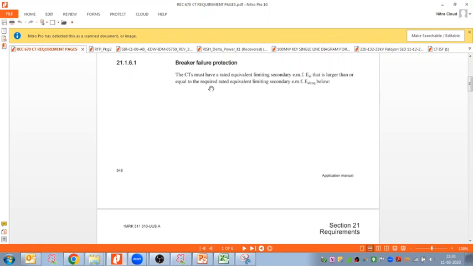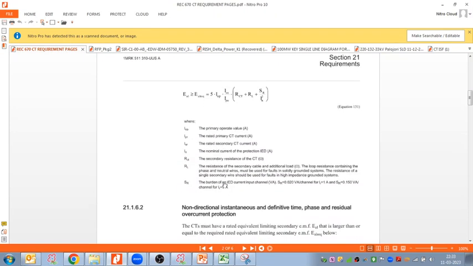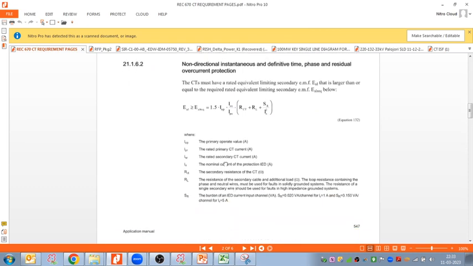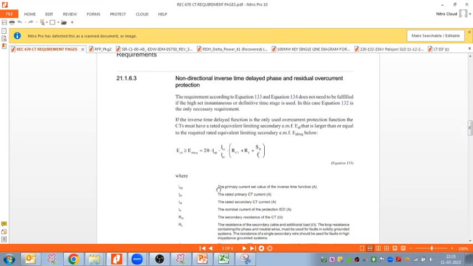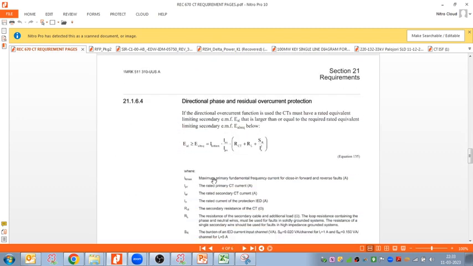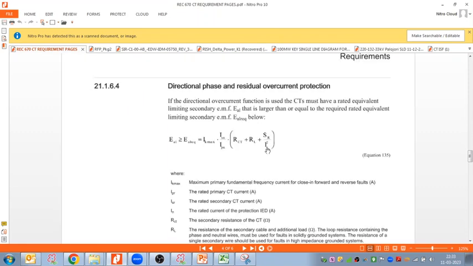If we are using the breaker failure protection, then this is the non-directional instantaneous definite time phase. So you need to check what kind of protection you are using for this relay, so that you pick that formula here. Directional phase and residual overcurrent protection: this formula will come. So the formula would change.